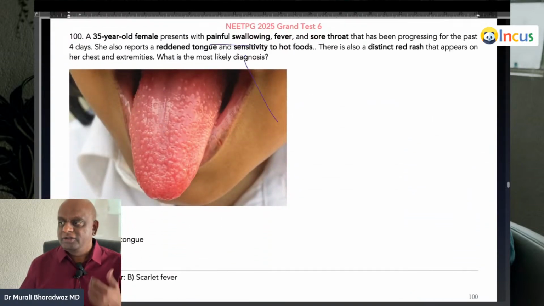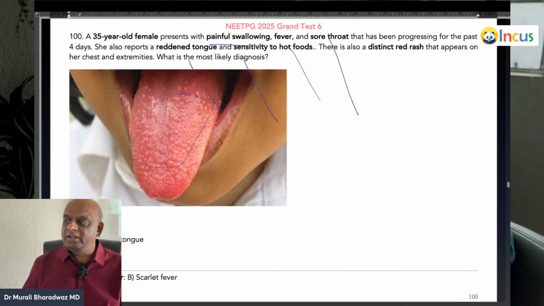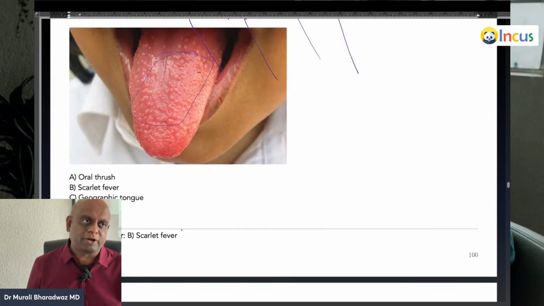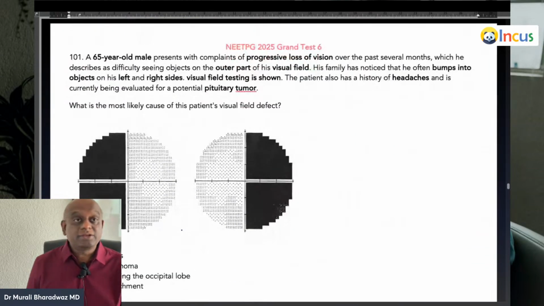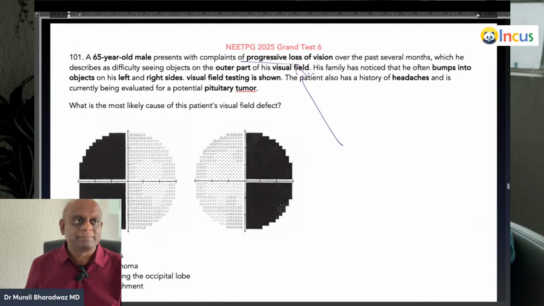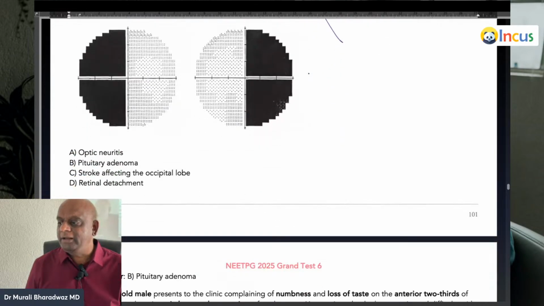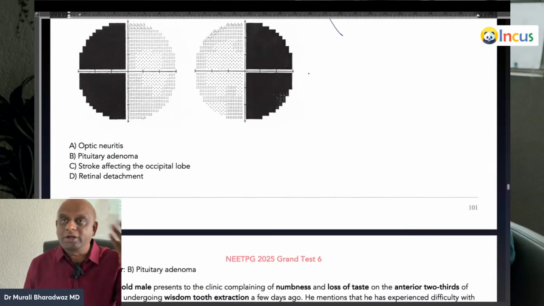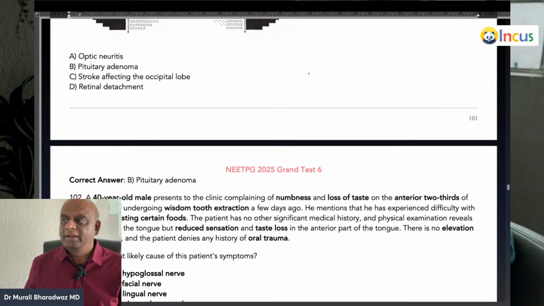35-year-old with painful swallowing, fever, sore throat, reddened tongue. What is this called as? Strawberry tongue appearance, which is the feature of scarlet fever caused by streptococcus. A 65-year-old male with progressive loss of vision, bitemporal hemianopia, which can occur when the optic chiasma is compressed from above by a pituitary adenoma.